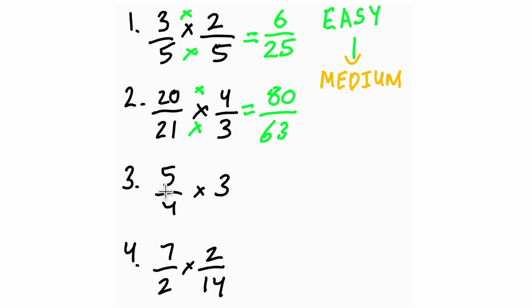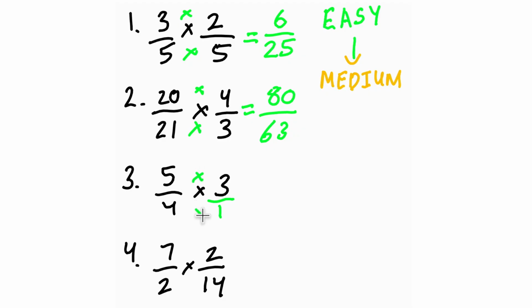Next question, 5 over 4 times 3 over 1. Now this is a special case because if you look at the second number, you don't see any denominator. Well, when you don't have any denominator, all you have to do is write that whole number over 1. Because 3 divided by 1, this line means division, 3 divided by 1 is the same as 3. So we put the divide by 1 here.